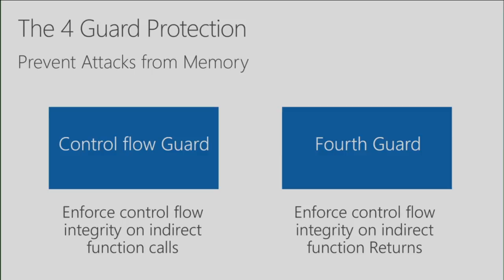So for the fourth protection, the second part is to prevent attacks from memory. So where code will inject into memory. So some of the control flow integrity, the checks for the different function calls of the different APIs, websites will be controlled and checked. And the fourth guard is to check the return of those calls. So in effect, an extra check.